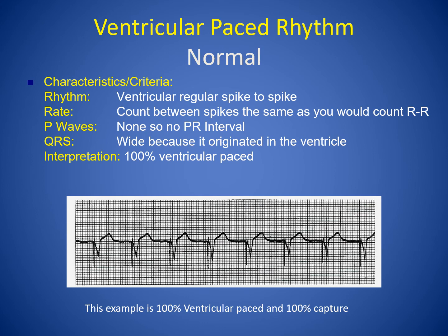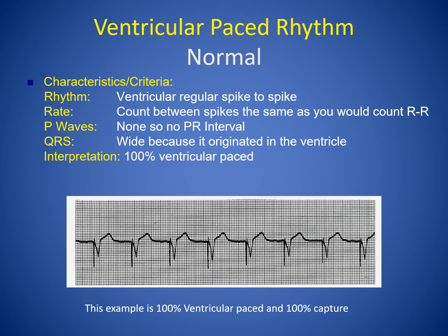So the rhythm is usually regular from spike to spike. And the heart rate you would count between the spikes just like you would R to R. So you can see what the pacer spike is set at. There would not be P waves, so therefore you would not do a PR interval. The QRS is going to be wide because it's originating in the ventricles.